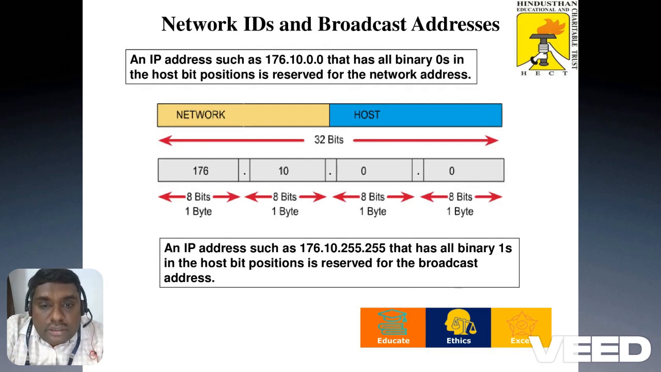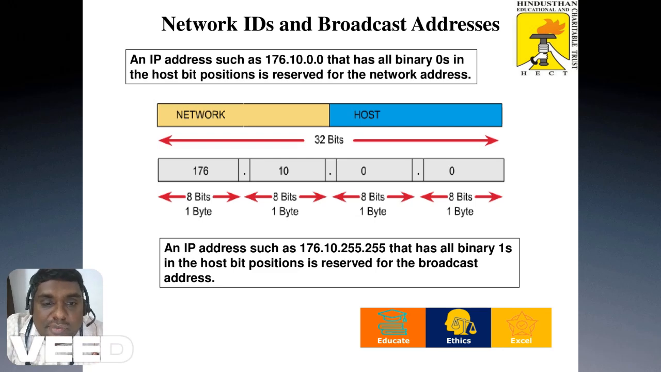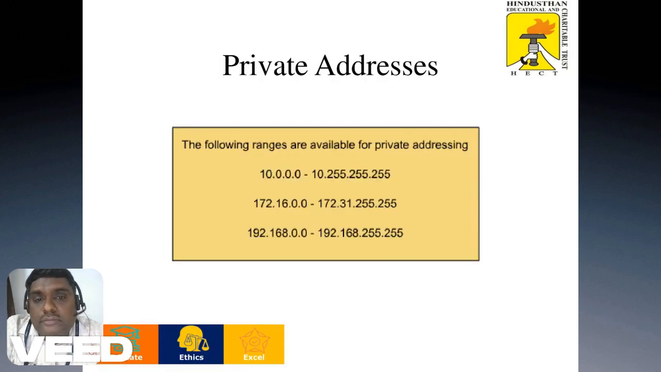Network ID and broadcasting address. So we will be having the Class C. If it has binary ones in those positions, they are reserved for the broadcasting address. Here we have 00, so that's why we are not having any broadcasting address.